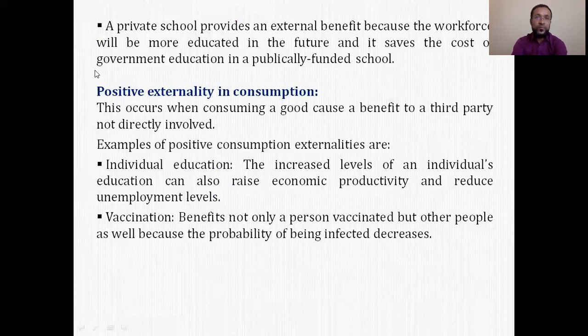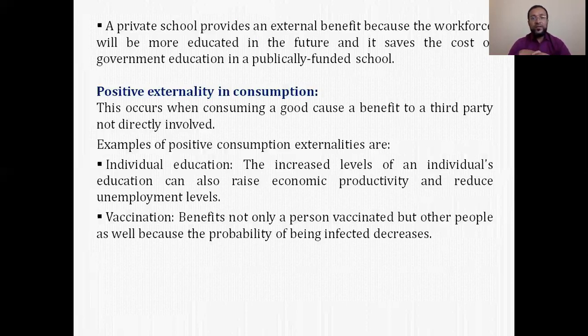A private school provides an external benefit because the workforce will become more educated in the future, and it saves the cost of the government education in a publicly funded school. So here the private school is the first party and they are providing education, and here the people are the third party and the government also is a third party. So people and the government are getting benefit from these private schools. Now come to positive externality in consumption.